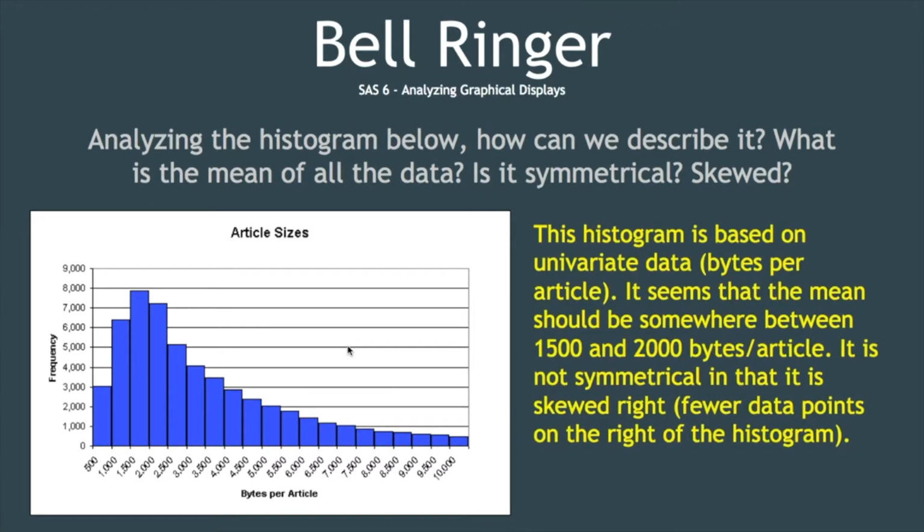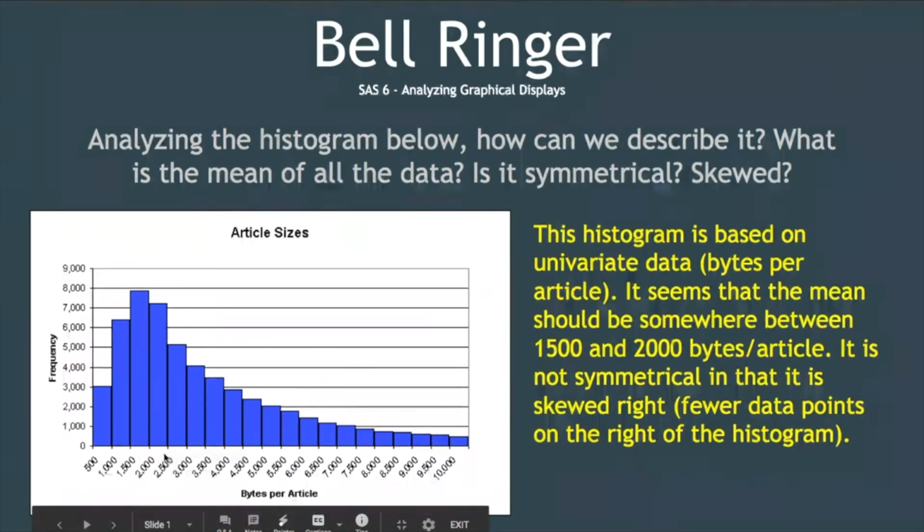It's based on univariate data. Now, I forgot to mention this. It's univariate data, and how do we know? If it says frequency or quantity in the Y column, we can almost guarantee that we're talking about univariate data. There's only one value we're talking about, and that's the bytes per article. So we're looking at the different sizes of bytes per article for every article that they're describing.